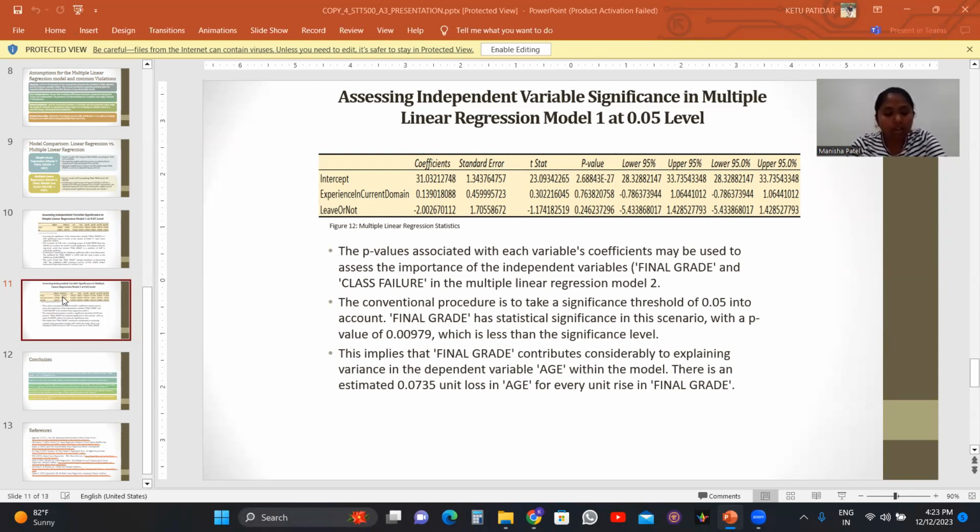Taking the significance threshold of 0.05 into account, final grade has statistical significance in this scenario with a p-value of 0.00979, which is less than the significance level. This implies the final grade contributes to the explained variation in the dependent variable age within the model. There is an estimated 0.0735 unit loss of age for every unit gained in final grade.